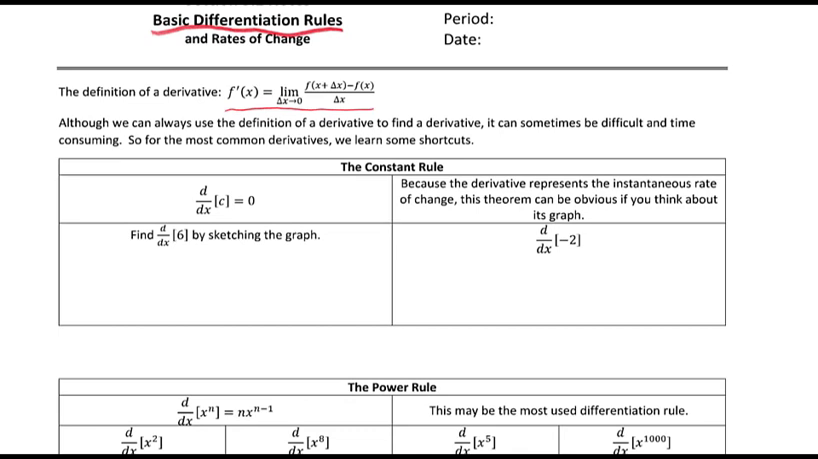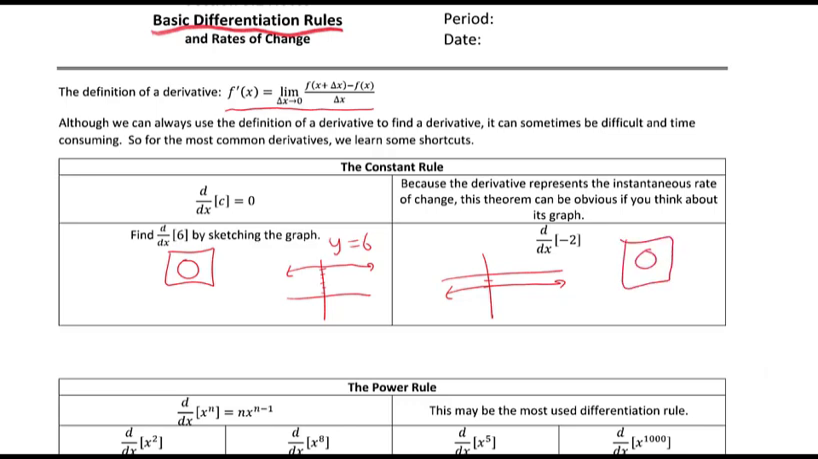All right, so the first one is the constant rule. If you take the derivative of a constant, it will equal 0. Now to me, this one should make sense to you if you think about the graph. So if I'm trying to find the derivative of 6, well, 6 is a horizontal line. So it doesn't matter what x value you're looking at, the slope is always 0. If it was -2, it would just be a different horizontal line. And again, no matter what x value you pick, you always have instantaneous slope of 0.